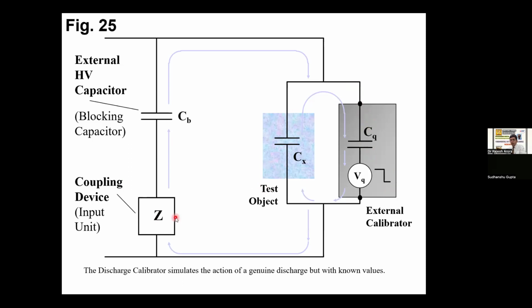This kind of activity is also required in other tests, like other technologies such as UHF, but that is a totally different method of testing, because there we have to correlate IEC 60270 picocoulomb to dBm. So that is a different method. But again, the calibration pulse is very important. It plays a very important role in partial discharge diagnostics. The discharge calibrator simulates the action of a genuine discharge, but with known values.